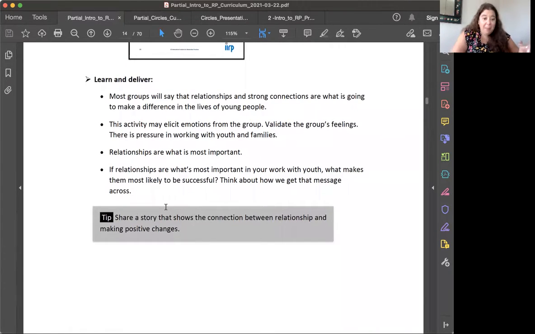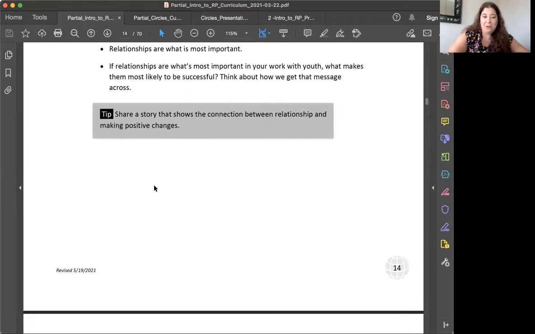So you'll notice here another tip. This is an opportunity for you to share a story that shows the connection between relationships and positive changes. So again, you'll see these shaded boxes. You'll see tips like this where we'll encourage you to share stories throughout the event. That's really what makes this training come alive. And what makes this training different from one person to the next, right, of who's delivering it. So my training will be influenced by my stories, and your training will be influenced by yours. So use your training opportunity to flesh out your stories, to explore them, to learn from other stories, and also add those to your repertoire.